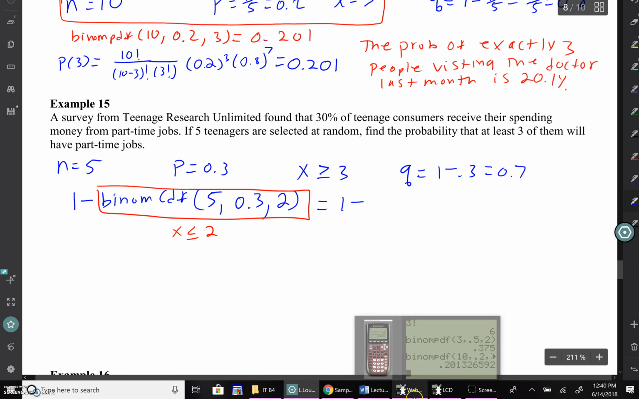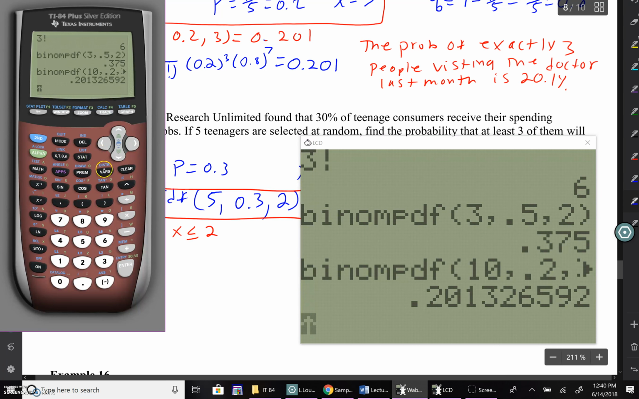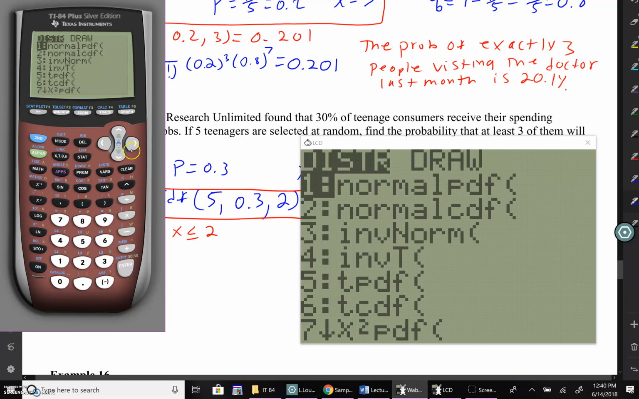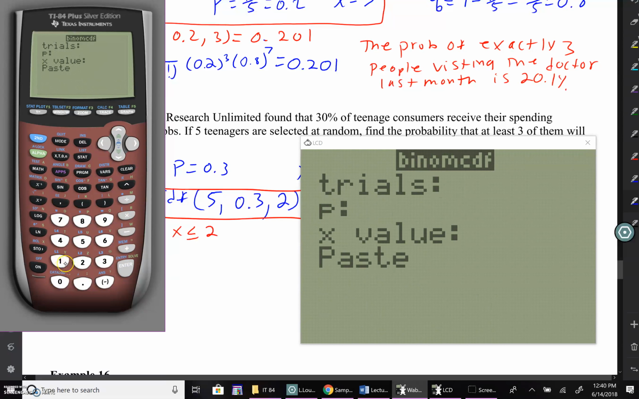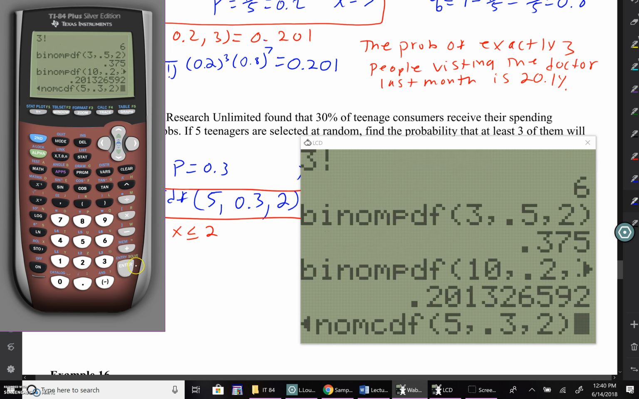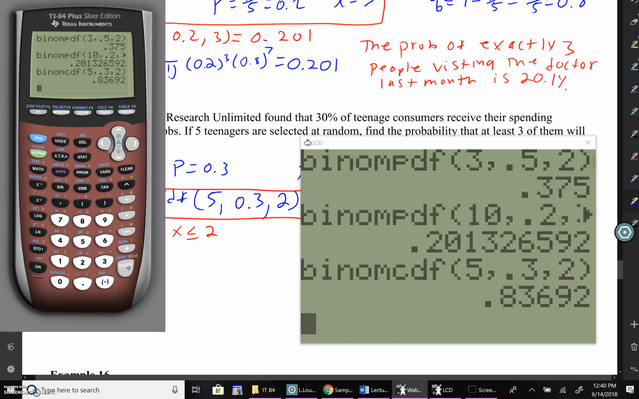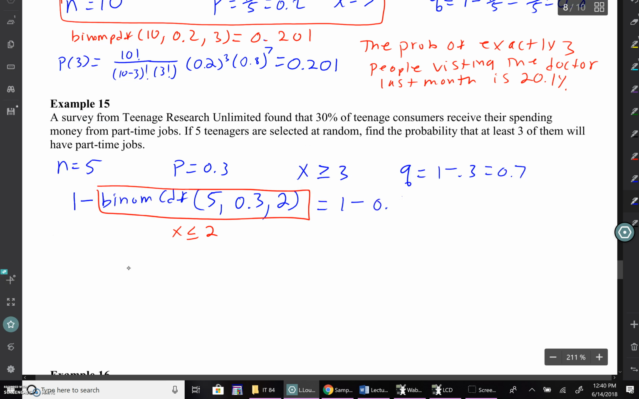We're going to get 1 minus. This time we're going to use our binom CDF. It asks for all the same things. So we had 5 teenagers, and we had 0.3, and then we had a 2, because we're putting in the opposite amount. Or you're going to put them in with commas in between. That's going to give me 0.83692.